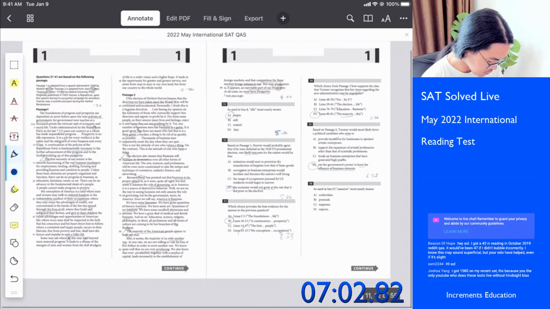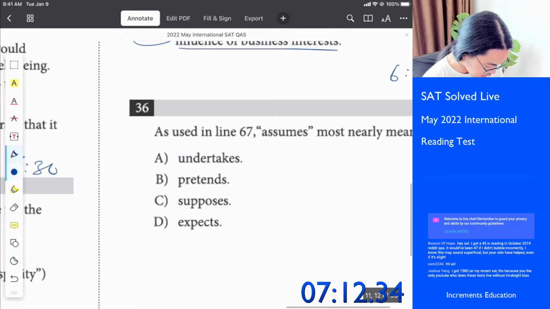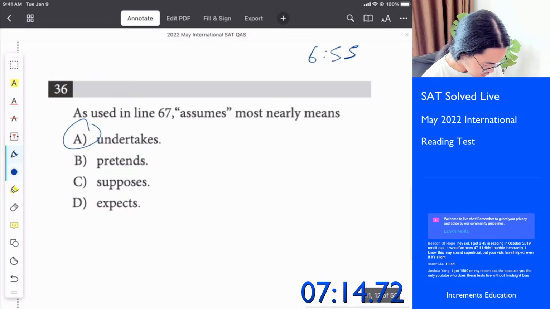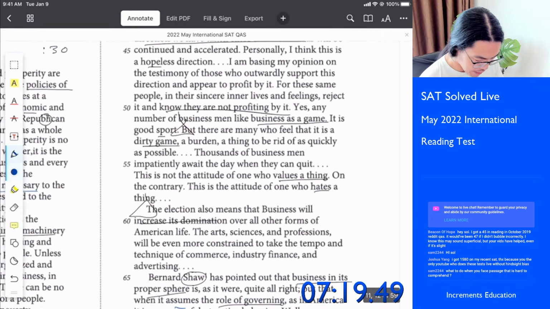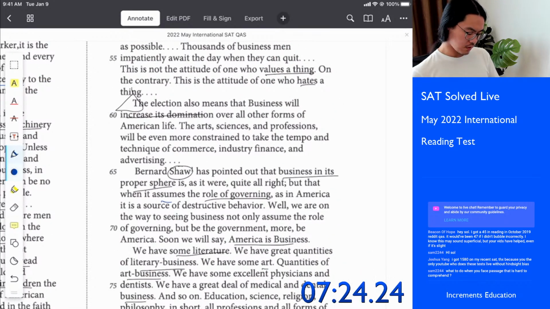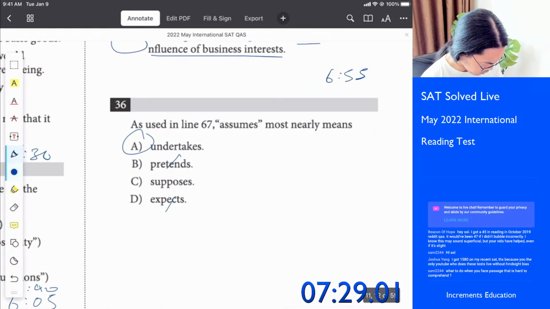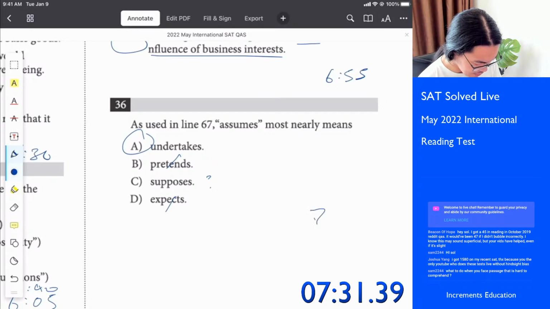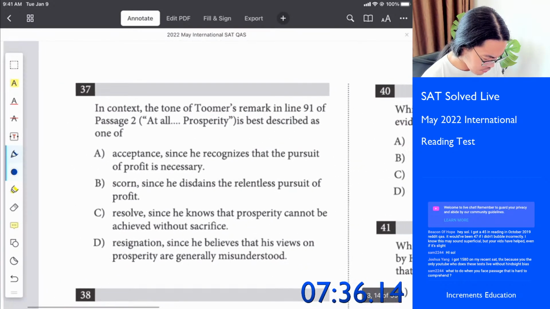And line 67 assumes most nearly means, assumes, but that, when it assumes, when it takes on, when it undertakes, when it supposes, hang on. Okay, supposes. Why is this feeling awkward for me? When it takes on, undertakes. Yeah, undertakes. What happened here? I don't know what happened. Why did I hesitate on that? Something happened, and I'm not sure why. Am I confusing it with a different word?